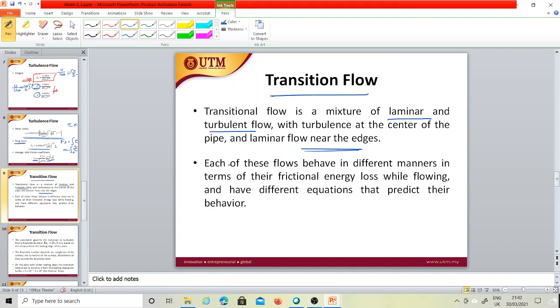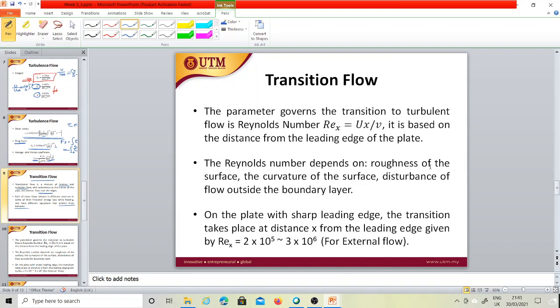And remember that each of these flows behaves in a different manner in terms of frictional energy loss while flowing, and different equations predict their behavior. So also for transition flow we have different equations that can predict the behavior; momentum thickness and displacement thickness have different expressions.